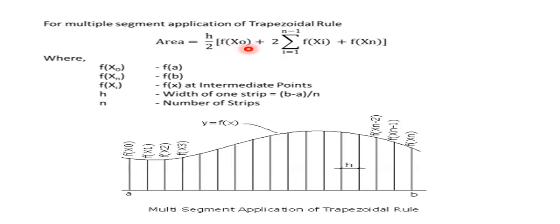f of a is y at x equal to a, this is y at x equal to b, and these are values of y at intermediate points. So this value of y is f of a, this value of y is f of b, and this is f of x1, f of x2, f of x3, and so on. So this is the equation for area. Using this equation, we can calculate area under the curve using the trapezoidal rule.